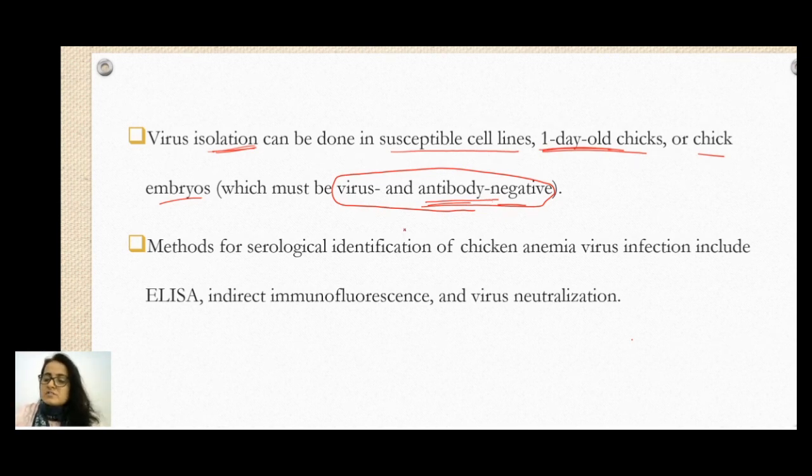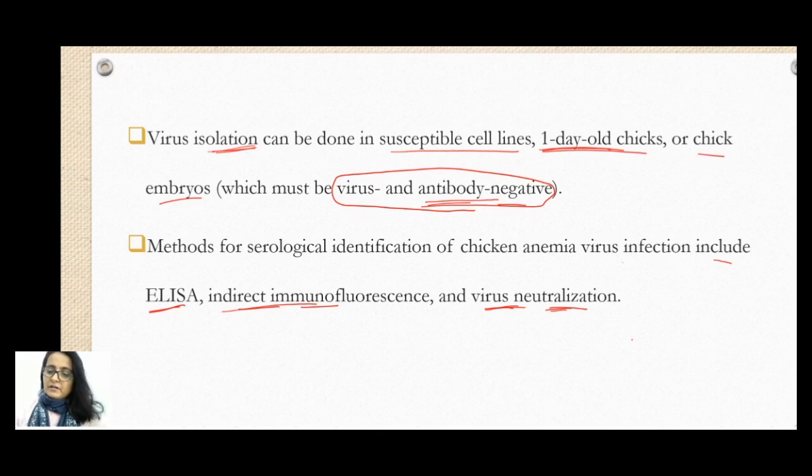Methods for the serological identification of chicken anemia virus infection include ELISA, indirect immunofluorescence, and virus neutralization test. For the immunological techniques, we use the ELISA, indirect immunofluorescence, and virus neutralization test.